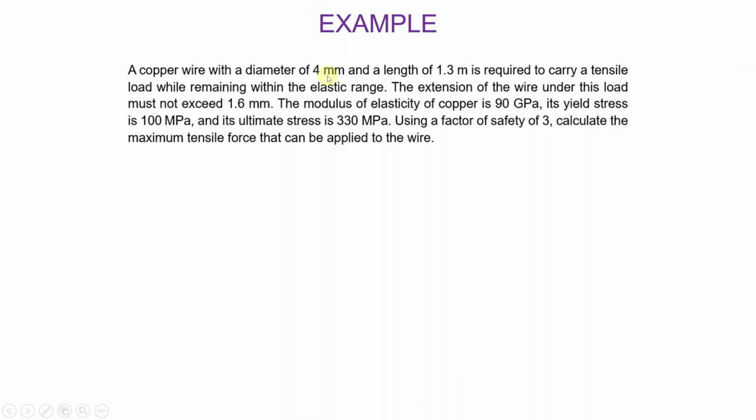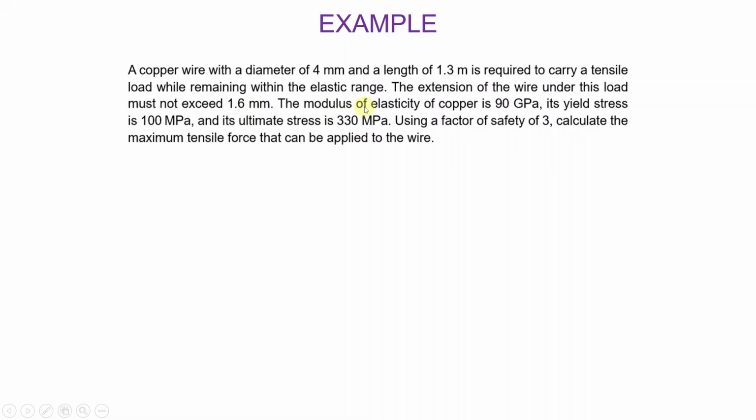A copper wire with a diameter of 4 millimeters and a length of 1.3 meters is required to carry a tensile load while remaining within the elastic range. The extension of the wire under this load must not exceed 1.6 millimeters. Now, I want you to notice that it is said that it is required to carry a tensile load while remaining within the elastic range. So they want to remain within the elastic range.